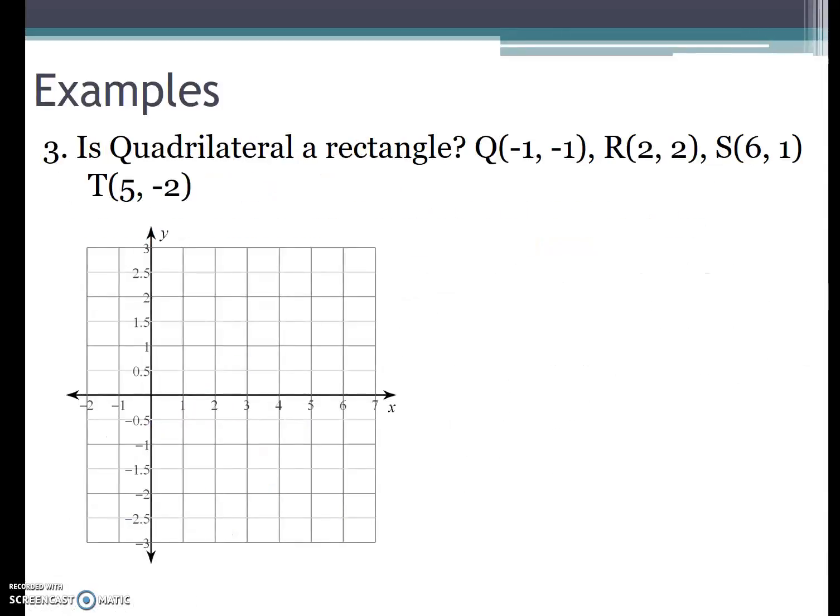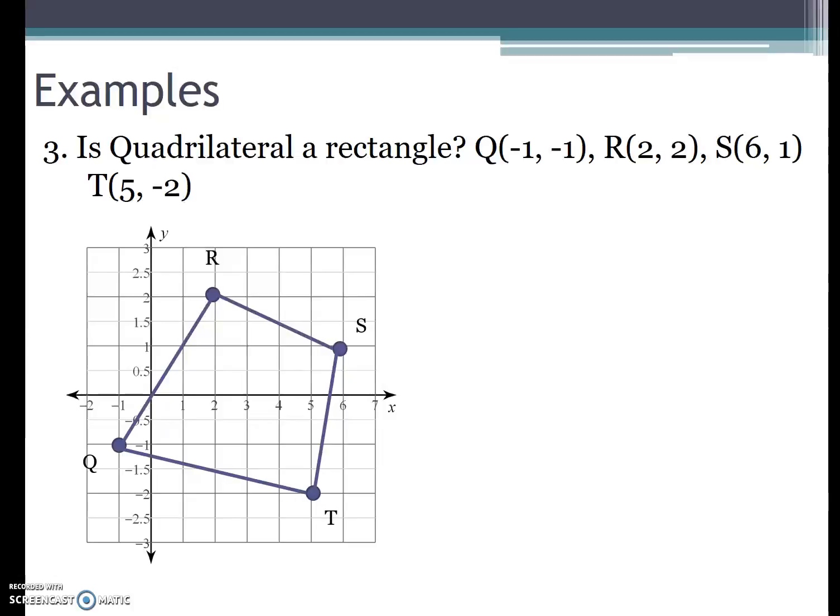All right, last one with these types of problems. I'm going to plot the points R at -1, 2, S at 6, 1, and T at 5, -2. And I want to know if this guy's a rectangle. Now, most of you are probably looking at this and saying, no way.